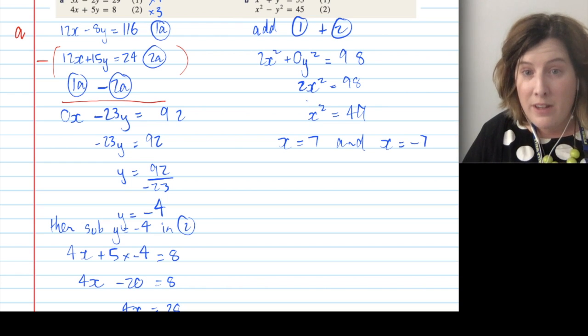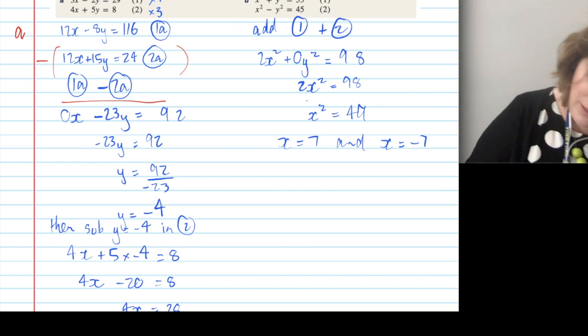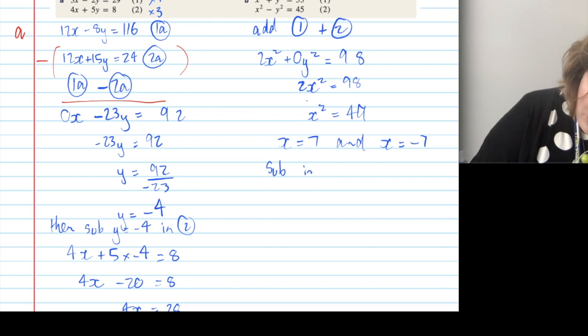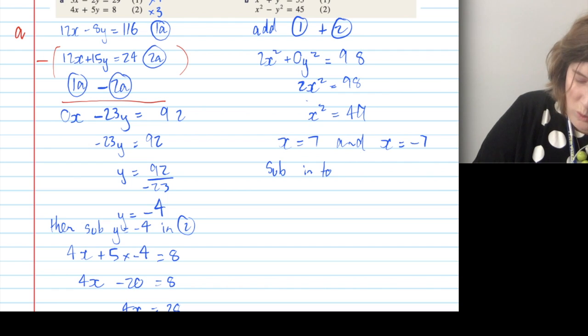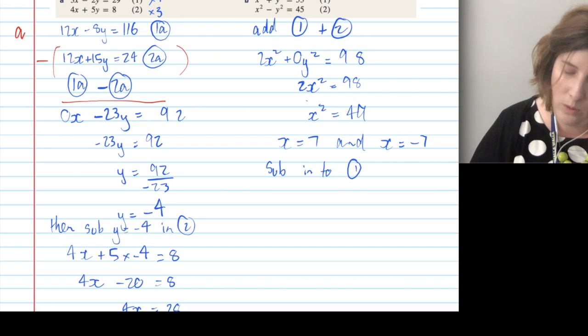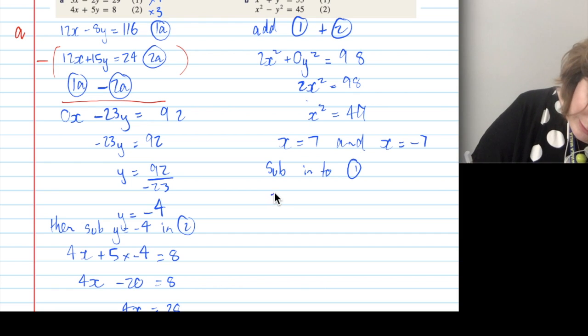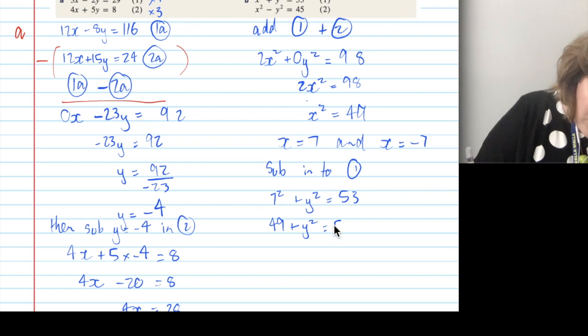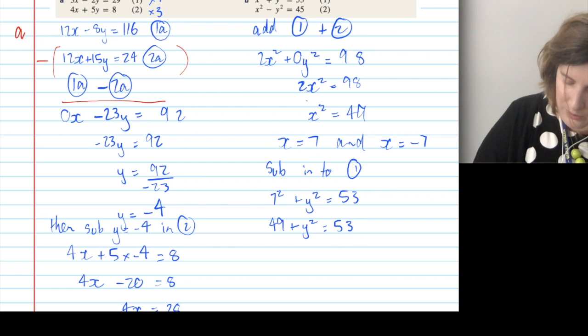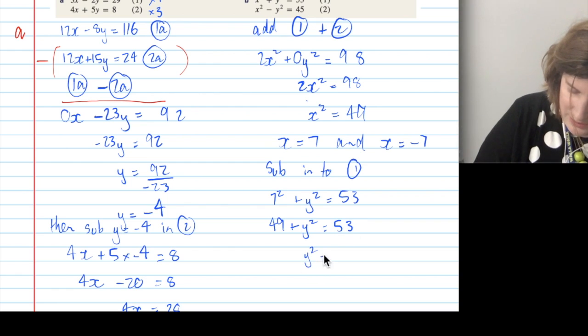Now I need to know the y values, so I'm going to substitute both of those in. Sub into equation 1 or equation 2. I'm going to do it into equation 1 just because it's got a positive value in front of the y squared. So I've got 7 squared plus y squared equals 53, which gives me 49 plus y squared equals 53. 53 take 49, so y squared equals 4, y equals plus 2, and y equals minus 2.